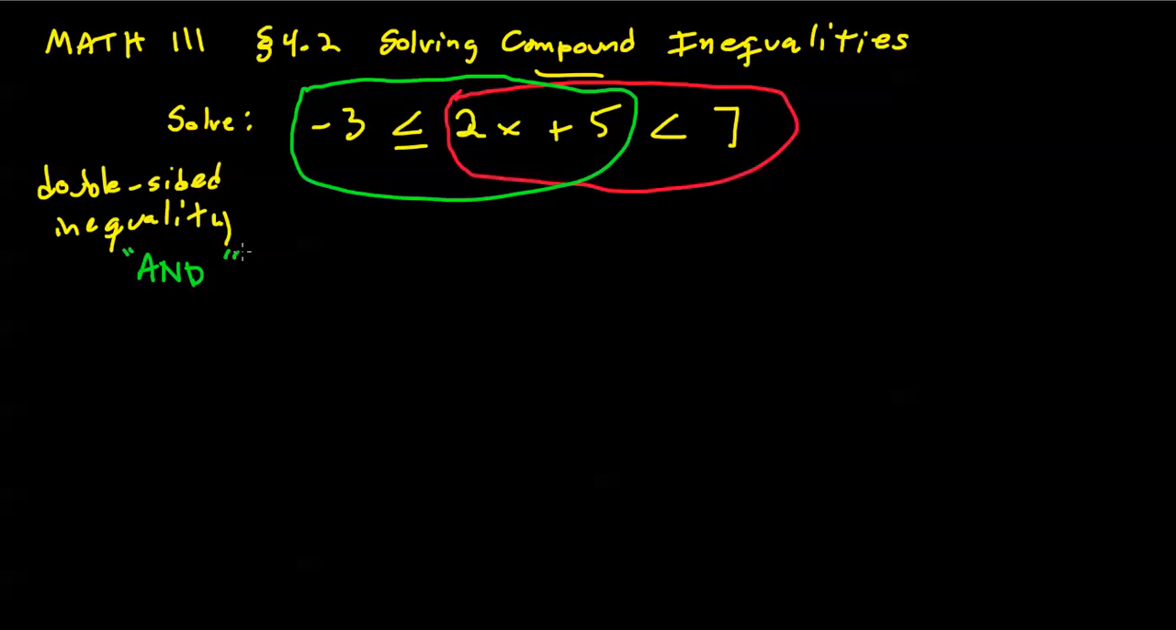You're asked to solve 2x plus 5 is less than 7. And minus 3 is less than or equal to 2x plus 5 simultaneously. Alright, let me rewrite this.